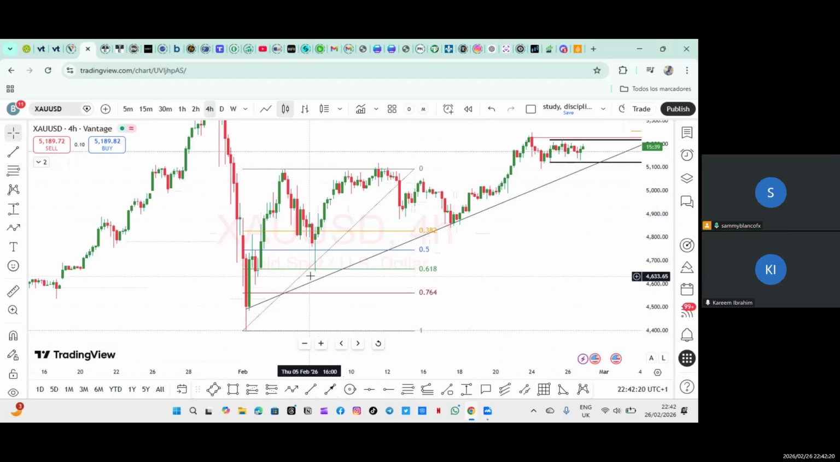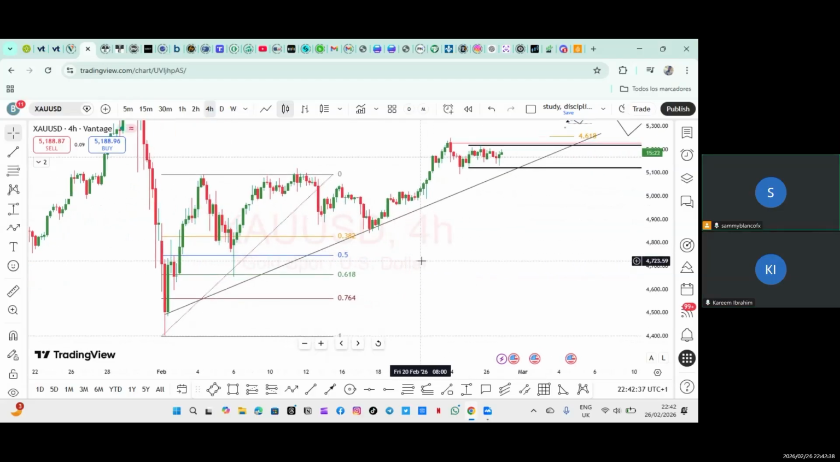Tell me, can you see what I explained or no? You see that this is 0.618. Boom. As it touched there, what happened? You went back. It went back up. Okay. So this is how you use your Fibonacci.